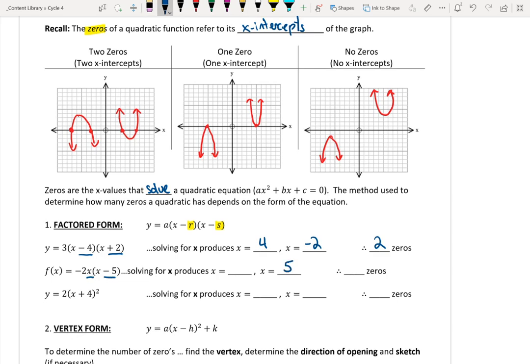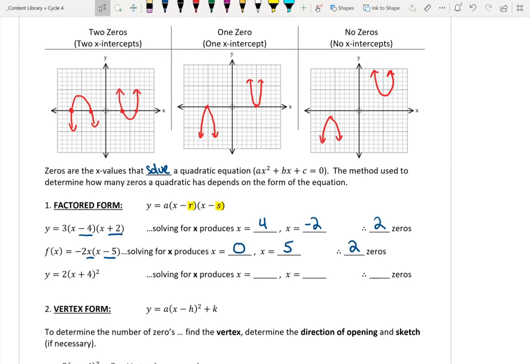If I look at this second x, there's nothing in the brackets with it, so it would have to have a value of 0, because if I add or subtract 0, there's no actual reason to show that. But again, I still have two zeros. And lastly, y equals 2 times x plus 4, squared. So this is a condensed factored form. It almost looks like vertex form, but it's not, because there's nothing at the end.